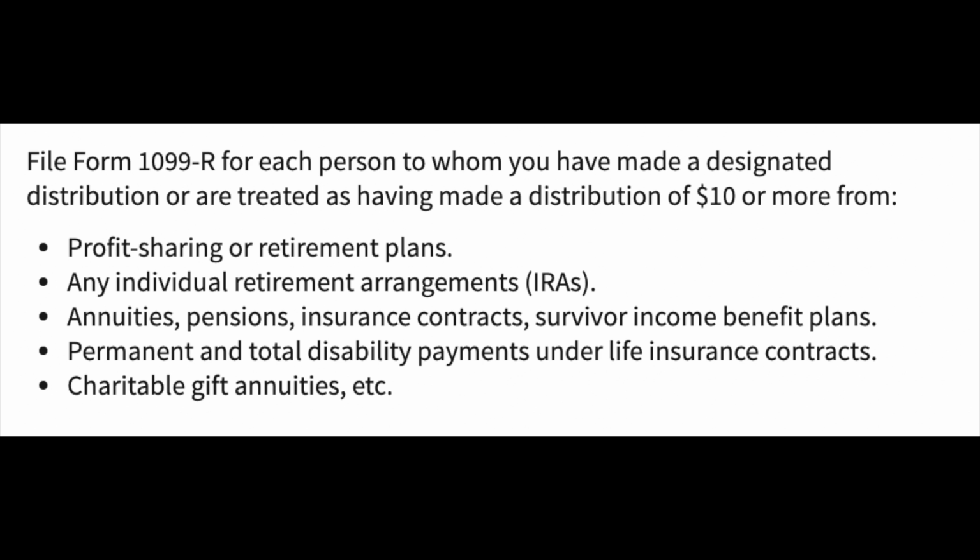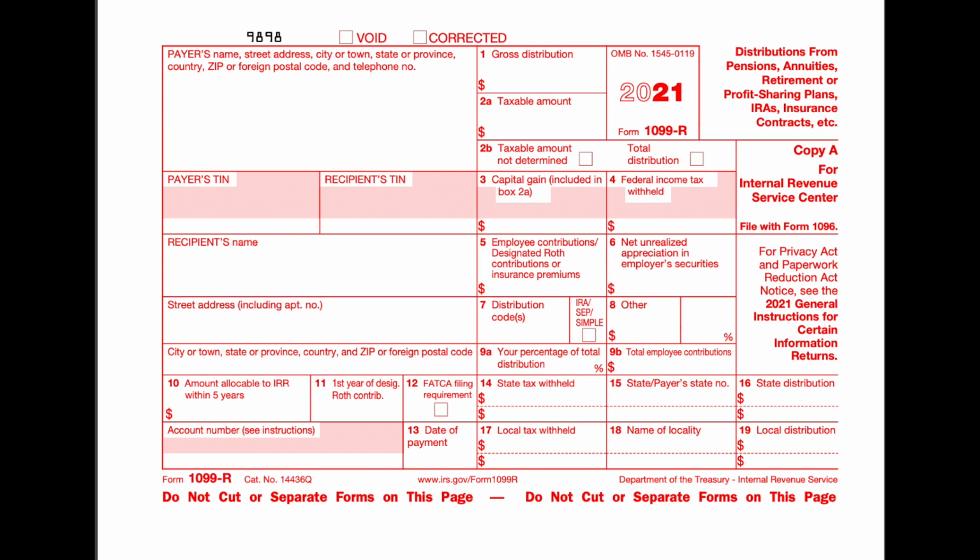And this form also covers other types of distributions that you might receive from pension plans, annuities, or profit sharing plans. And usually the 1099-R will show the taxable amount of the distribution on the form itself and will report the amount of federal tax that was withheld.